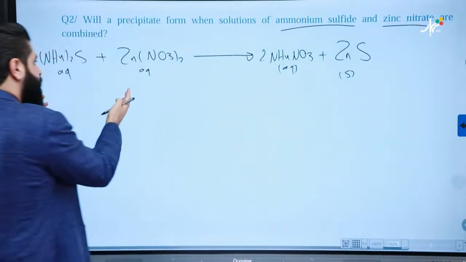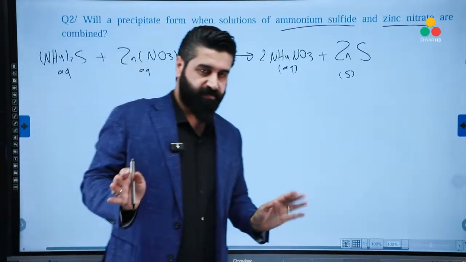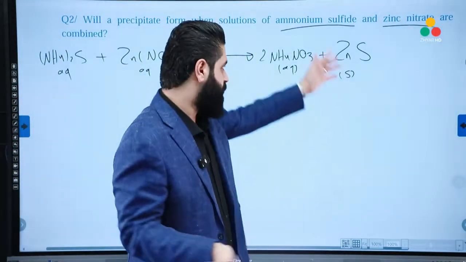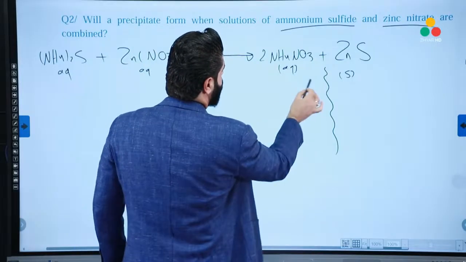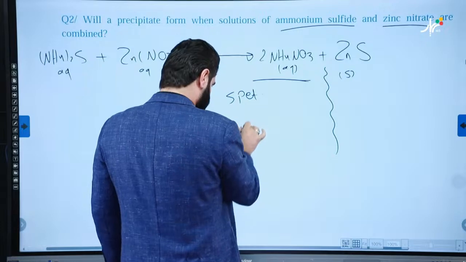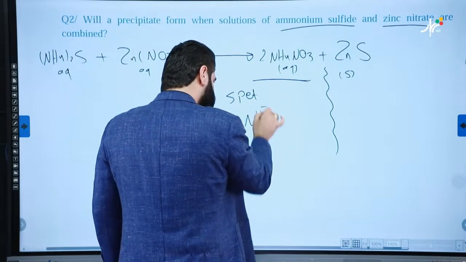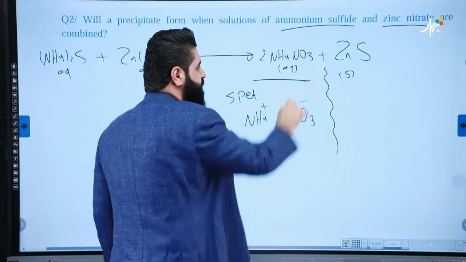And then the overall ionic equation. I don't write the overall ionic equation or the further steps. I will follow the fast step from now on. Okay, the ions of the aqueous compound will become the spectator. So the spectators are NH4 plus and NO3 negative. These are the spectators.